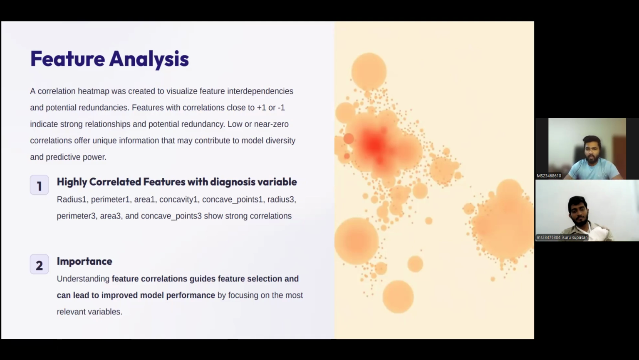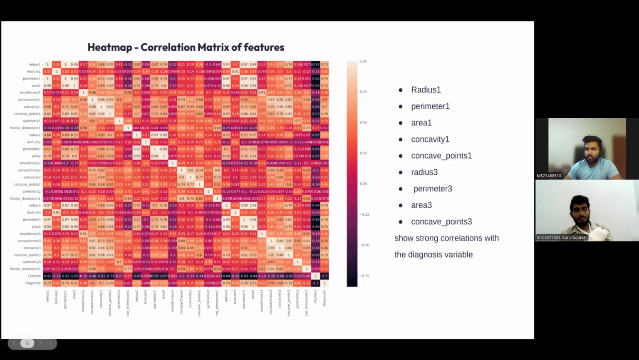For that, we created a heat map in order to identify the correlations, the interdependencies between the features, and also to avoid potential redundancies between these features. So we created this heat map. So this is the heat map that we have created.